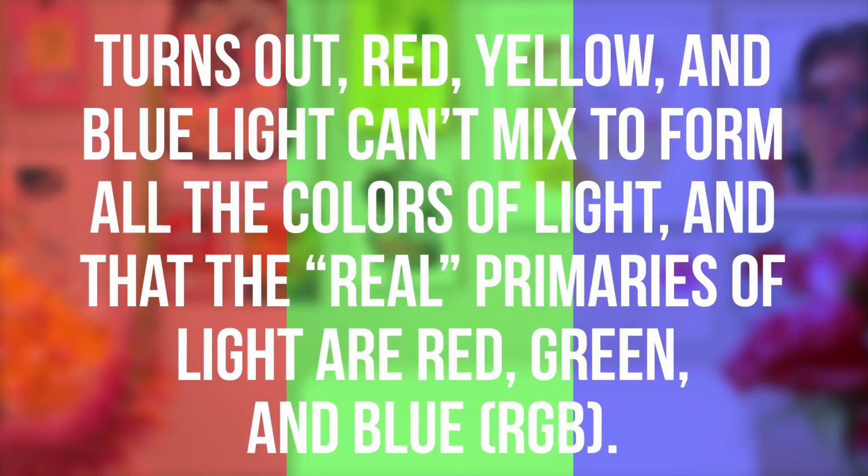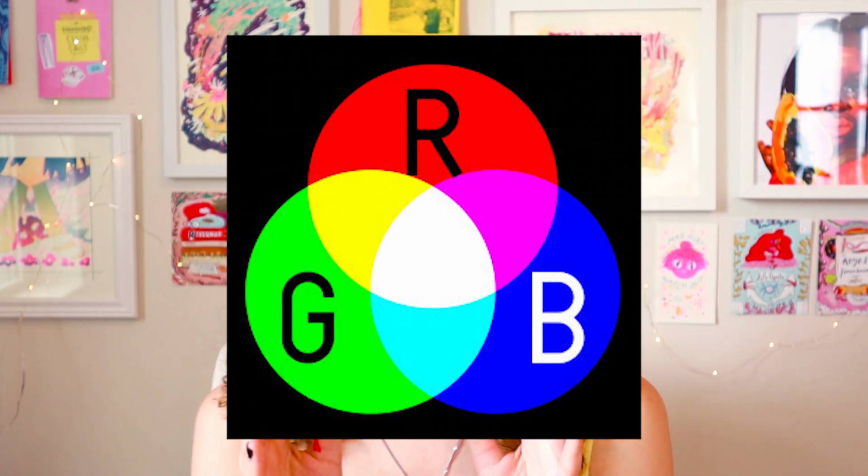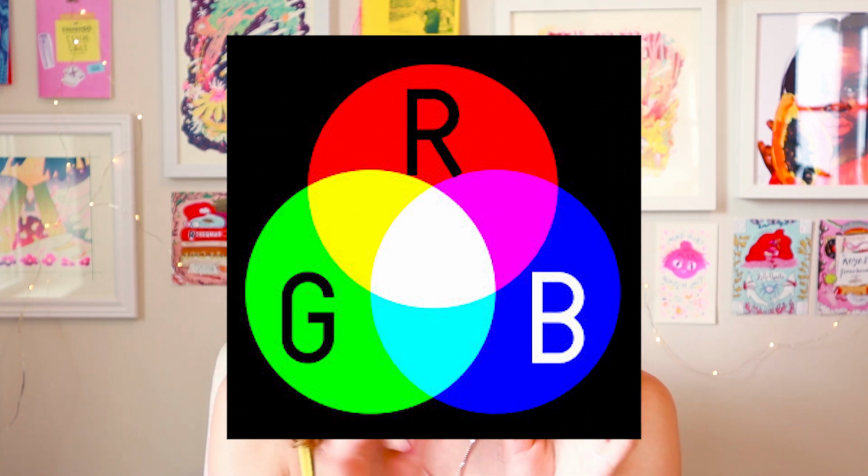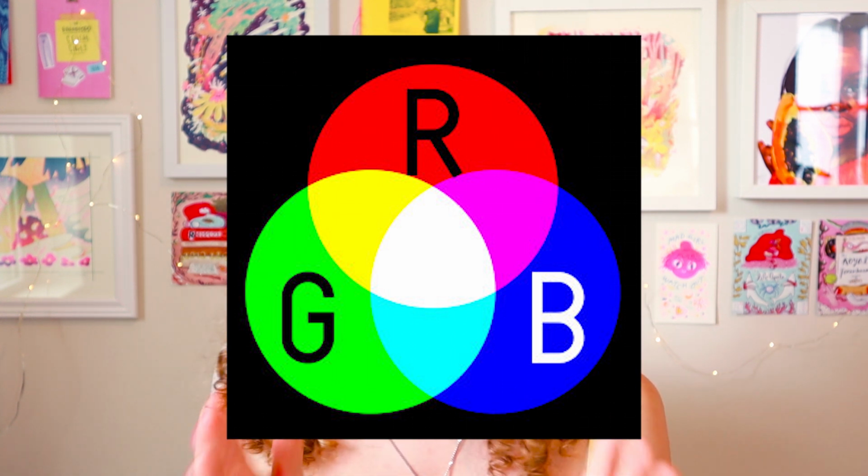It took another 150 years for scientists to really nail it down, but finally, in 1850, Young-Helmholtz's theory of 3 fundamental sensations emerged victorious. Turns out, red, yellow, and blue light cannot mix to form all the colors of light, and the real primaries of light are red, green, and blue, RGB. Note that these are very specifically a hot red and a lime green and a blue violet color, but for simplicity, we just call them RGB. Our eyes have 3 different receptors called cones that are particularly sensitive to the primaries of light.